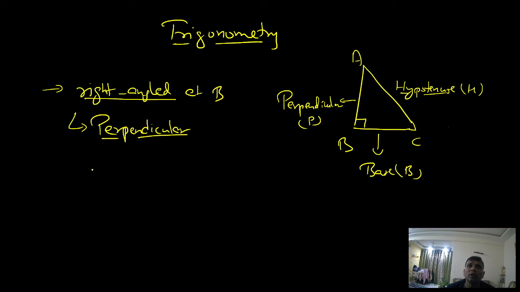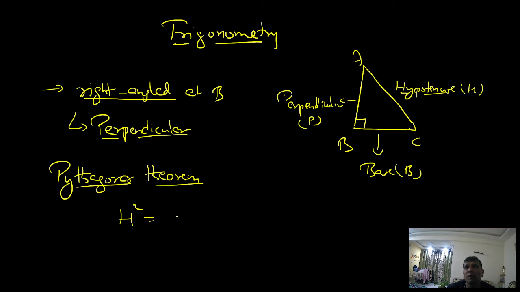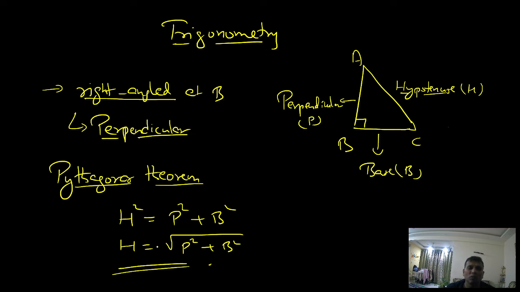So now let me show you the next part. We are very well aware of the Pythagoras theorem as it has been taught to us from class 7 onwards. So we are comfortable with Pythagoras theorem, and that is applicable in trigonometry also. Pythagoras theorem states that the hypotenuse square is equal to perpendicular square plus base square. This is the simplest way to calculate our hypotenuse as well as perpendicular and base. Whichever of these three is missing, we can calculate using this formula.